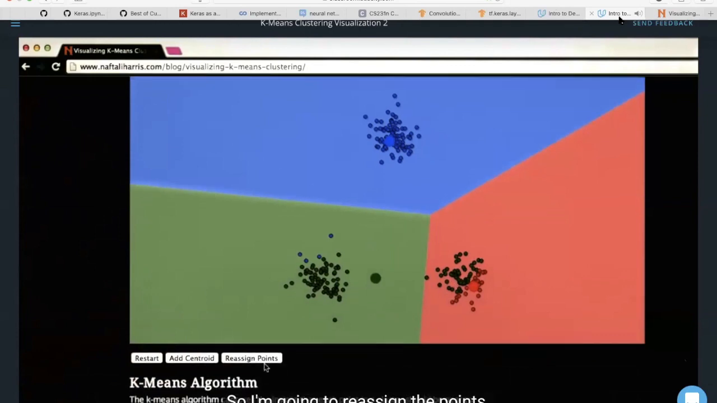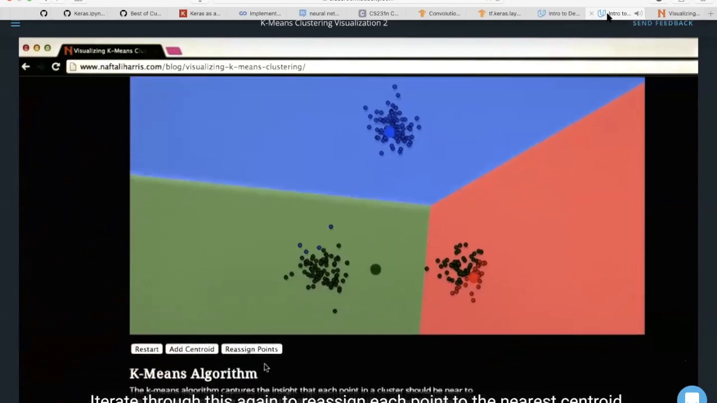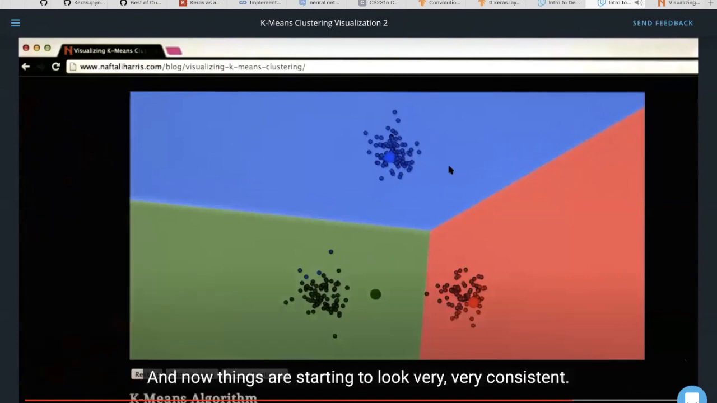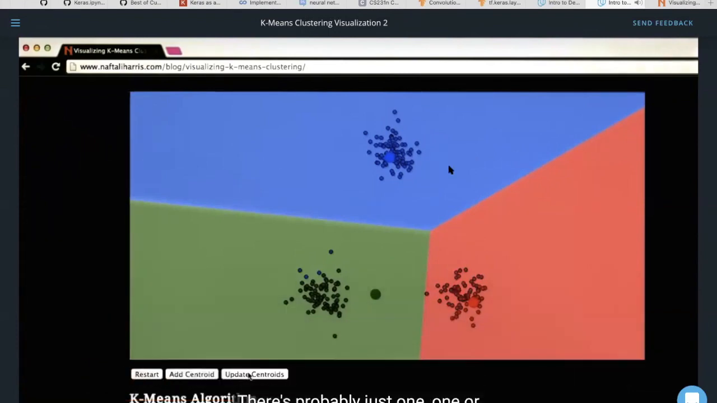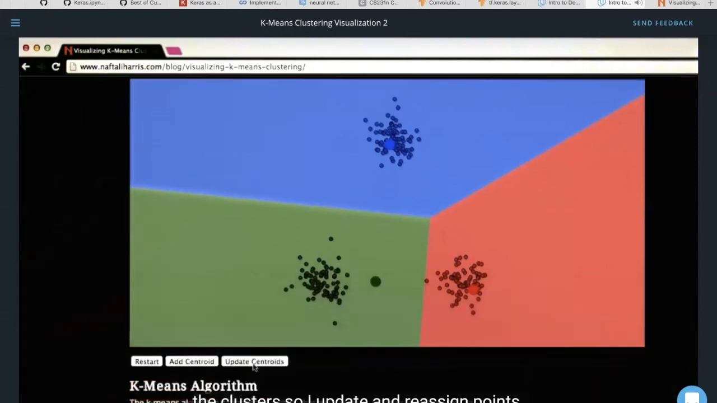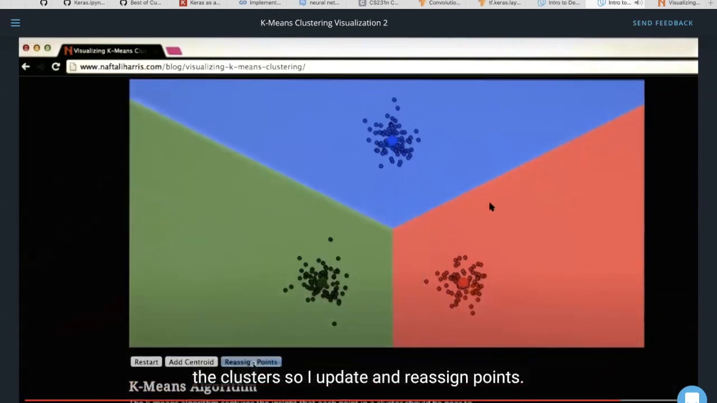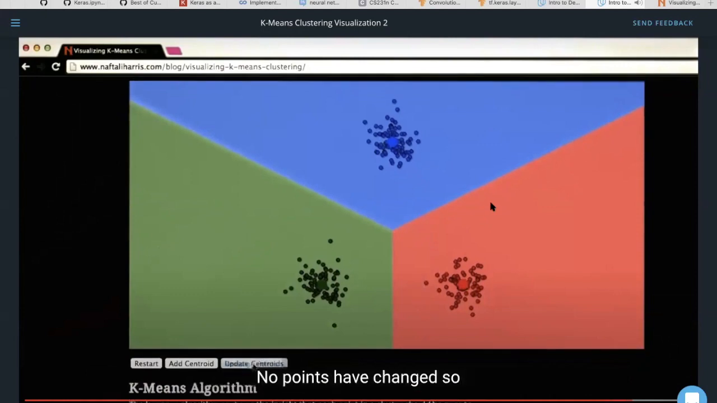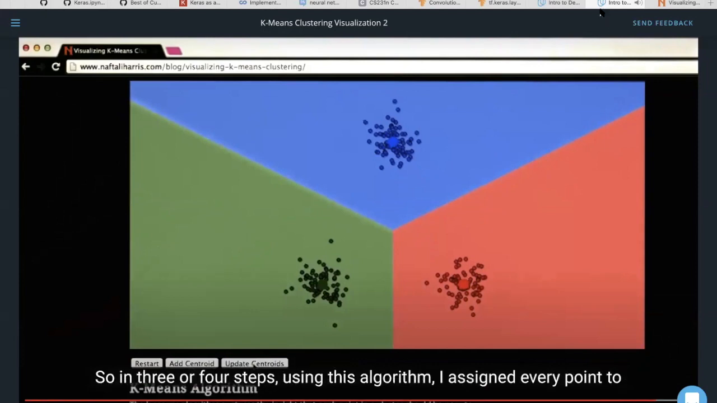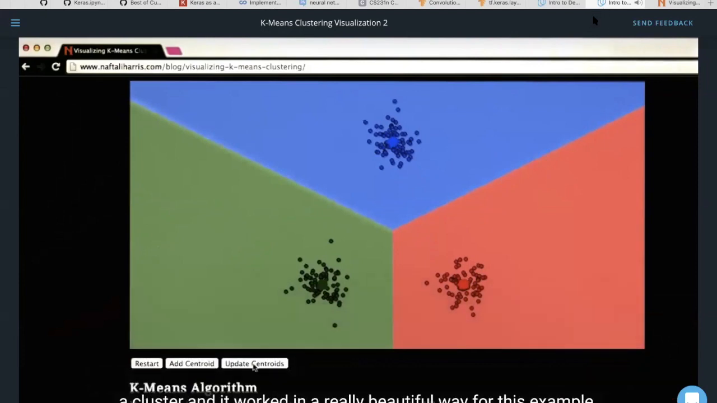So now I'm going to reassign the points, iterate through this again. So reassign each point to the nearest centroid. And now things are starting to look very, very consistent. There's probably just one or two more iterations before we have the centroids right at the middle of the clusters. So I update and reassign points. No points have changed. So this is the final clustering that would be assigned by k-means clustering. So in 3 or 4 steps, using this algorithm, I assigned every point to a cluster, and it worked in a really beautiful way for this example.